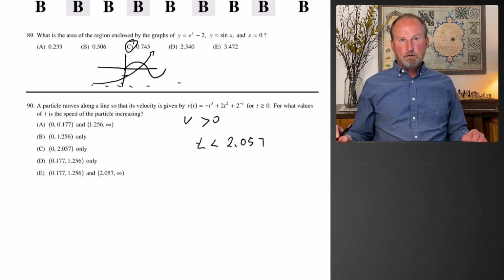Okay, acceleration is the derivative of velocity. So my acceleration is negative on the left-hand side. So from wherever this is going to be, negative whatever, to this one, it looks like it's 0.177. So it's negative from here to here. It's positive from here to here. So that's like 0.177. That looks like 1.256.